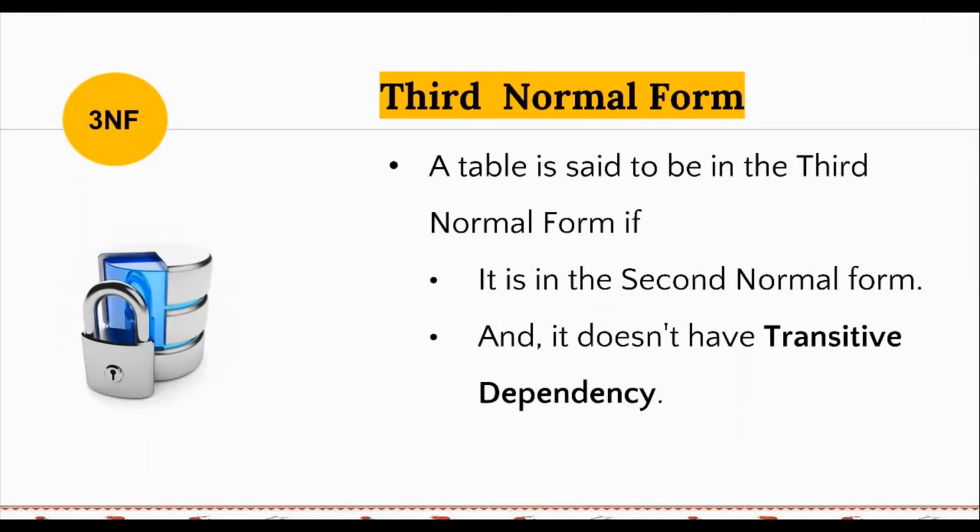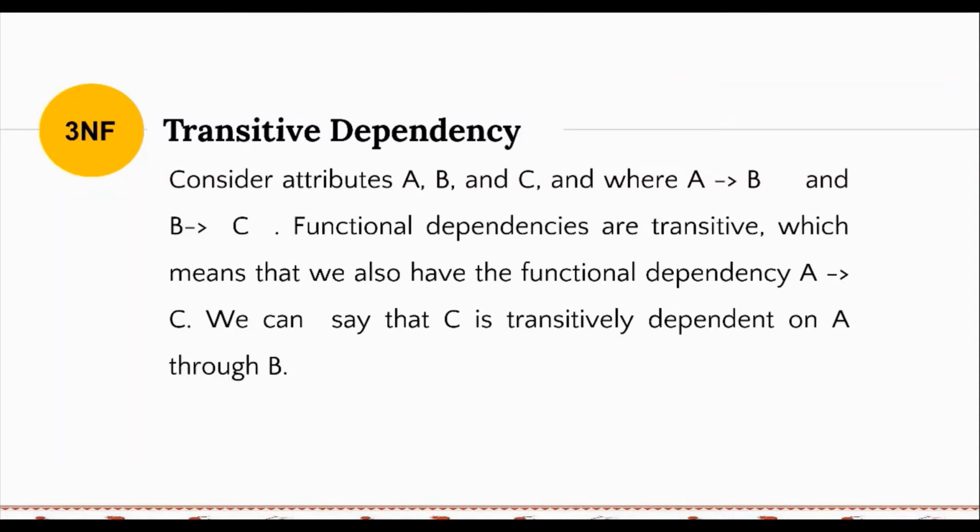Let us discuss third normal form. A table is said to be in third normal form if it is in the second normal form and it does not have transitive dependency. What do you mean by transitive dependency? If you consider attributes A, B, C and B is functionally dependent on A and C is functionally dependent on B, then C is functionally dependent on A. Then we call it a transitive dependency. So we should not have transitive dependency, then only we say the table is in third normal form or 3NF.